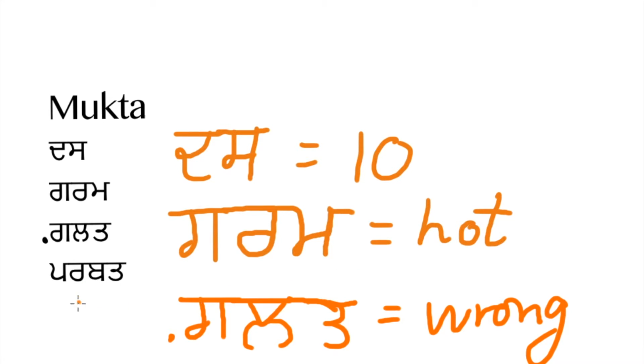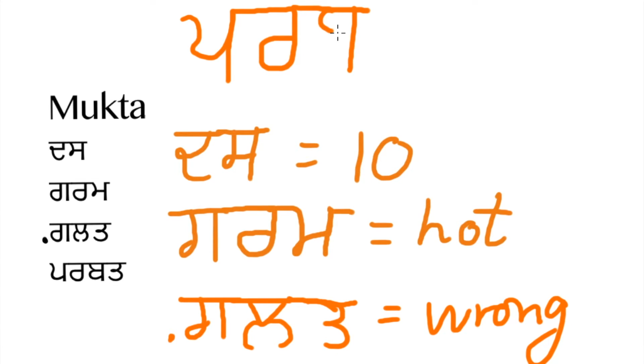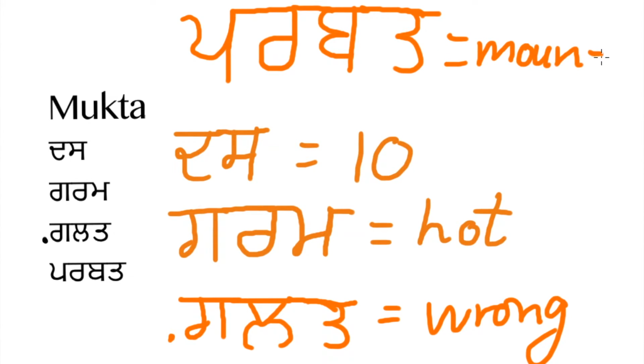Yep. And finally, we have, I'll write it up here, so excuse the order, but we have pa, ra, ba, and ta. This says parbat, and parbat means mountain. So parbat means mountain.